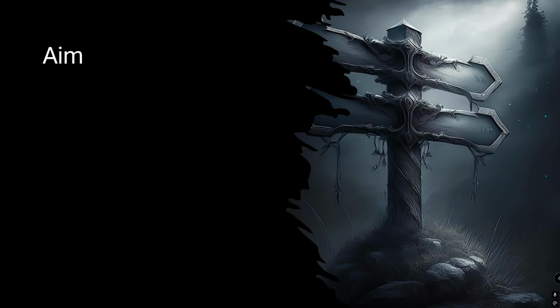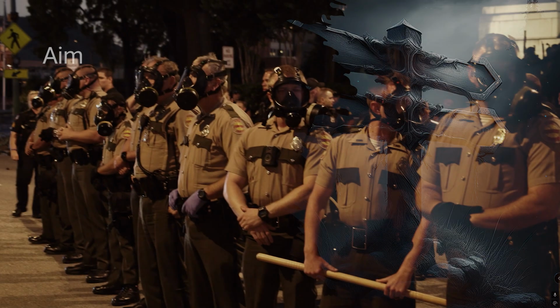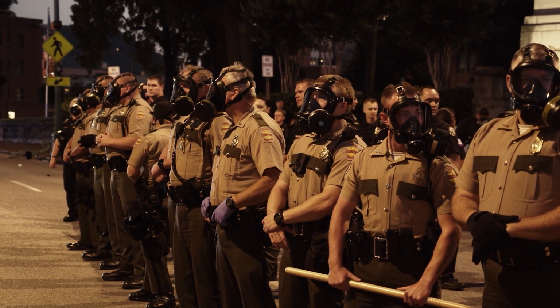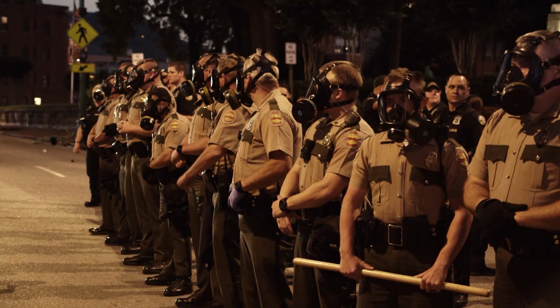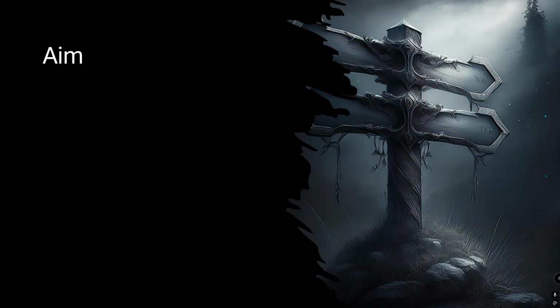So the aim of this study was to investigate whether ordinary people would obey an authority figure when instructed to harm another person, even when this conflicted with their personal conscience. Interestingly, Milgram wanted to understand obedience in the context of the atrocities committed during World War II.